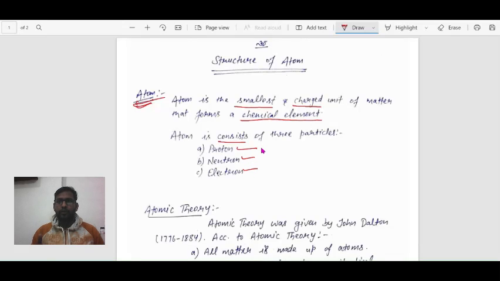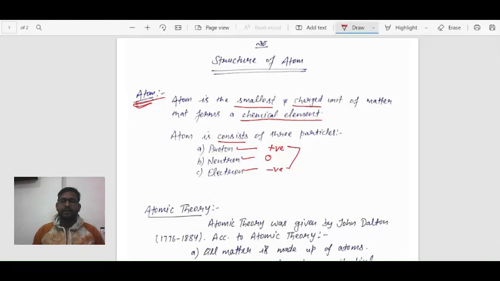And one more thing, an atom is electrically stable. Why? Because proton has a positive charge, neutron has zero charge, and electron has a negative charge. So the negative and positive charges equalize and stabilize the atom. So we have the result that an atom is electrically stable.